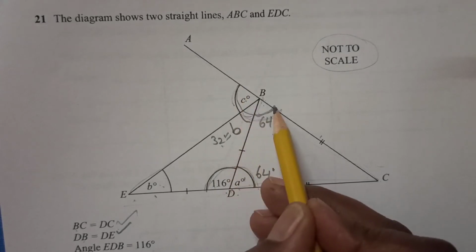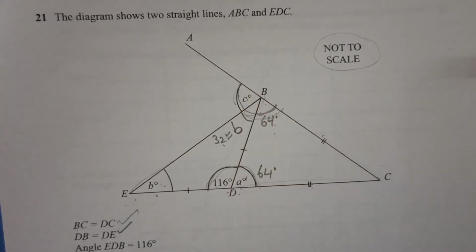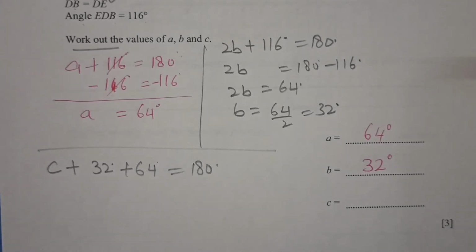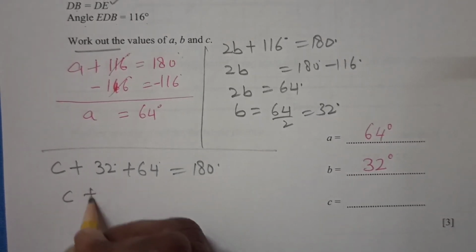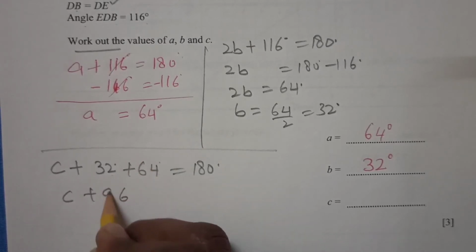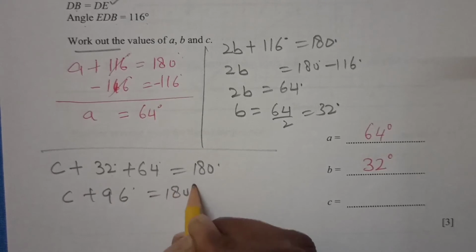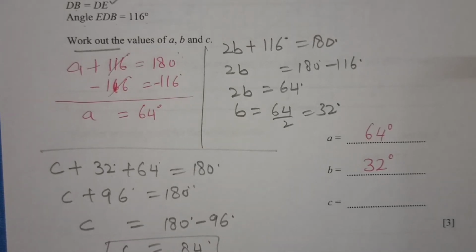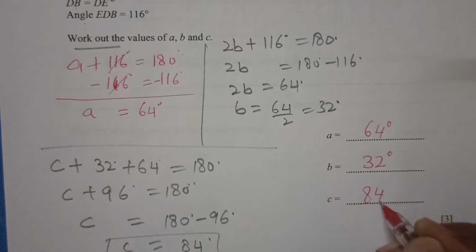This one here, full angle. C plus 32 plus 64 is 180, right? So now when you add these two, 4 plus 2 is 6, it's 96, equals 180. So C will be 180 minus 96, which is 84 degrees. So the value of C is 84.